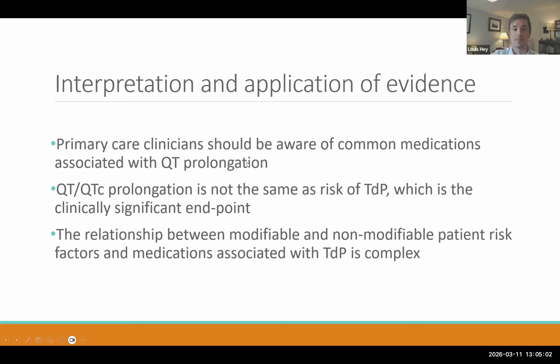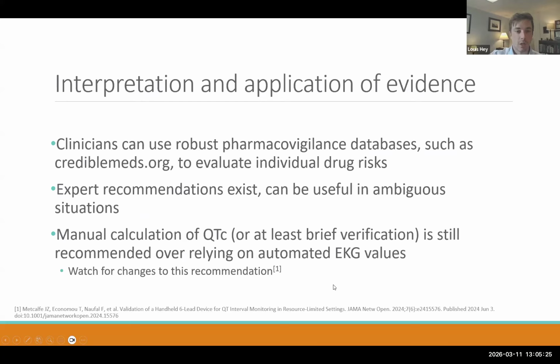And then it's a very complex relationship between the patient's own environment. There are genetic factors, age, sex, renal impairment, all those kind of things that we can't do a lot about, or in some cases nothing about, obviously. And then with the drugs that we're giving them, it's not a one-to-one. Clinicians can use databases like Credible Meds. I've shown you a couple expert recommendations. Hopefully more will come out at some point.